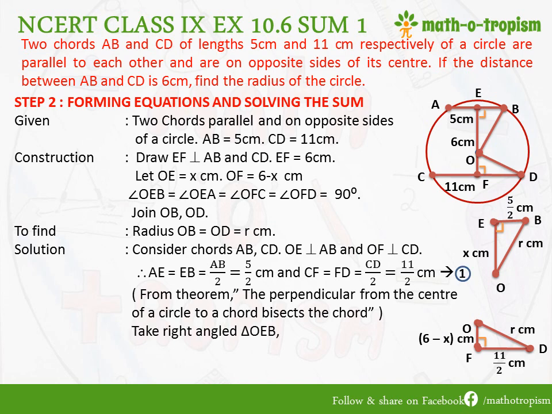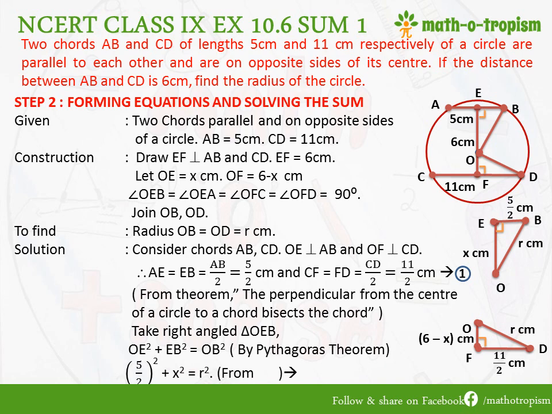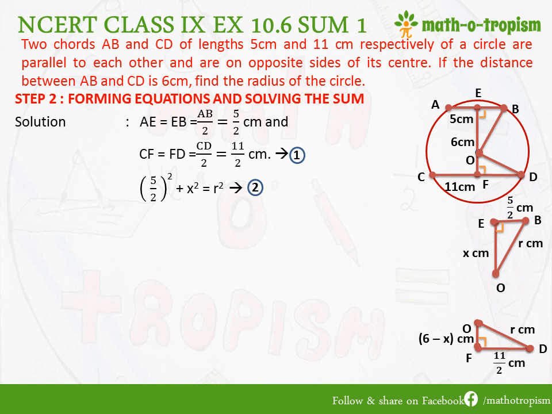Now let us take the right angled triangle OEB. So OE square plus EB square is equal to OB square. So this comes as x square plus (5 by 2) the whole square is equal to r square, when we are substituting from equation 1. Let us keep this as equation number 2.